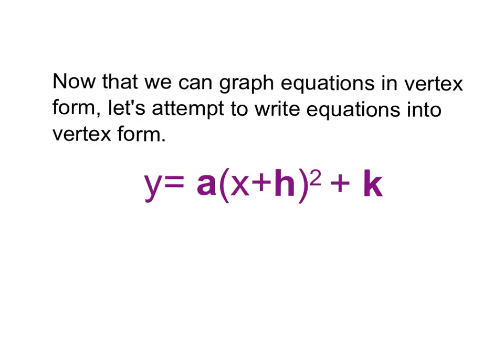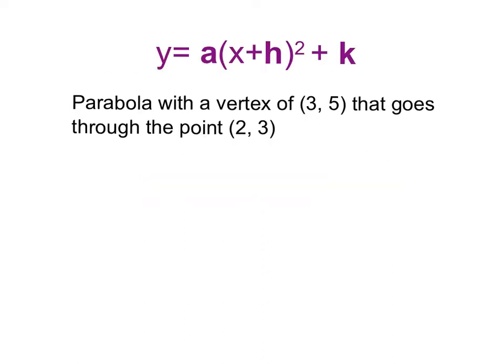So before we start writing equations into vertex form, let's remember what vertex form looks like. In vertex form, essentially what we need to find is a value for A, a value for H, and a value for K. So the X and Y are always there as X and Y, and we need to make sure that we have values of A, H, and K to go into that equation before it will be complete.